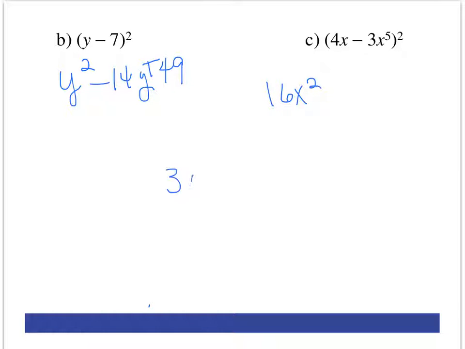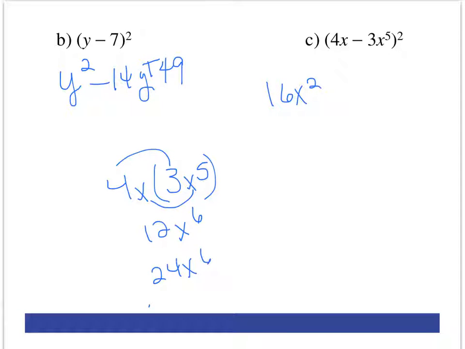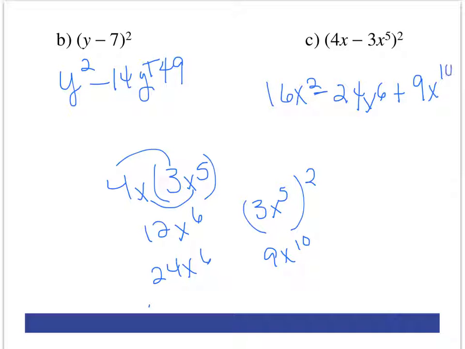Now, if we multiply 3x to the 5th and then 4x, that gives us 12x to the 6th, right? So now you double that, so that's going to give us 24x to the 6th. So I just want to make sure you're paying attention where that comes from. The sign stays the same, so the negative comes down. So it's negative 24x to the 6th. And then we have 3x to the 5th squared, so you get 9x to the 10th. So that's plus 9x to the 10th. That one looked a little bit different, didn't it?